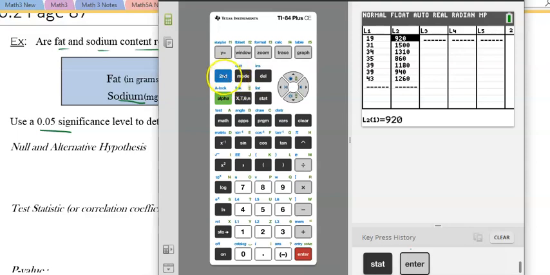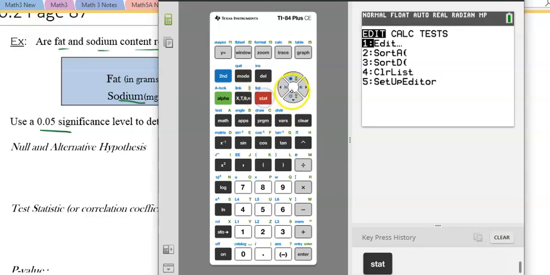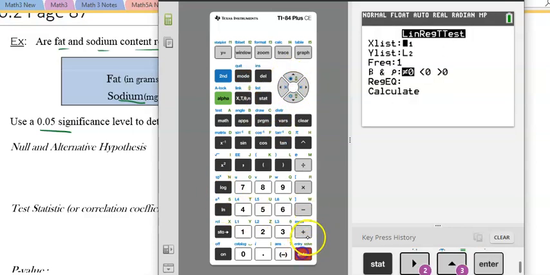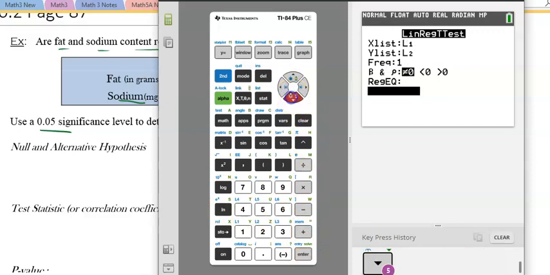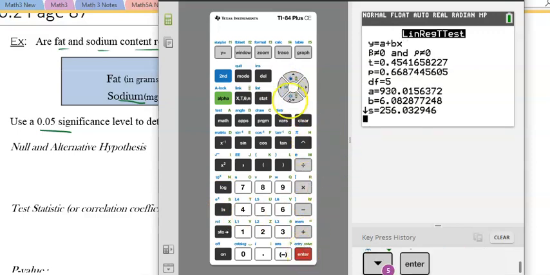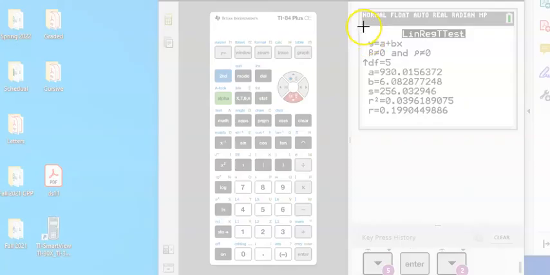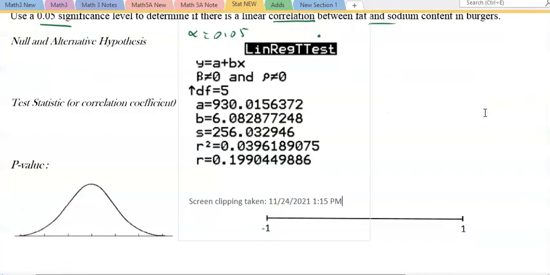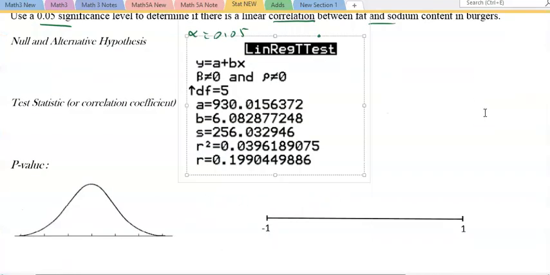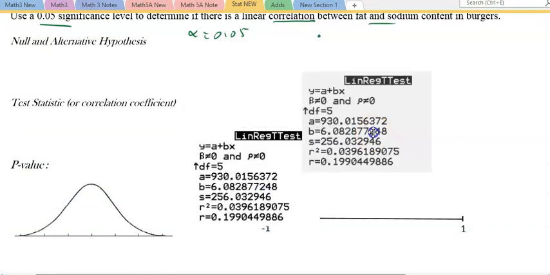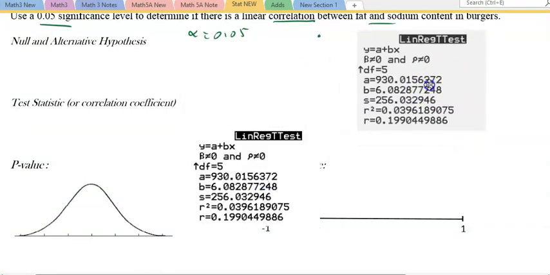Now, if I quit and I go to my linear regression, L1, L2, very good. Calculate, there it is. Scroll down a bit. Let me copy that down. That has all the information that I need for this problem. Let me shrink that and move it a bit. There it is. So what is it they want?